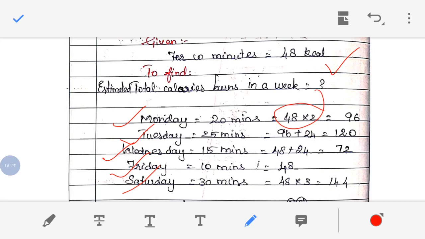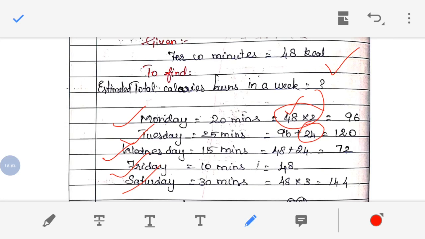And for 25 minutes, already for 20 minutes we know the answer, that is 96. So for 25 minutes, one more 5 minutes is there. We know that for 10 minutes he burnt 48. So 5 minutes is half of the 10 minutes, right? Likewise, half of 48 is 24. Then you have to add these two and you will get the answer.